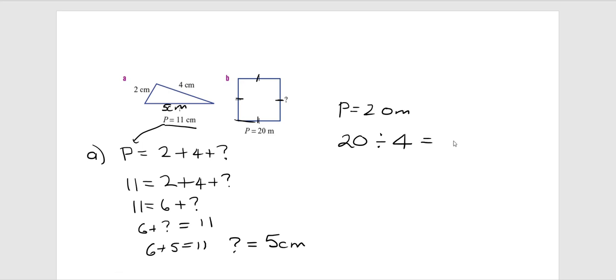What's 20 divided by 4? 20 divided by 4 is 5. That means each length must be 5 meters. Okay, and let's check: 5 plus 5 plus 5 plus 5. Yes, gives me 20. So in this case, our question mark was equal to 5. The unknown side length is 5 meters.